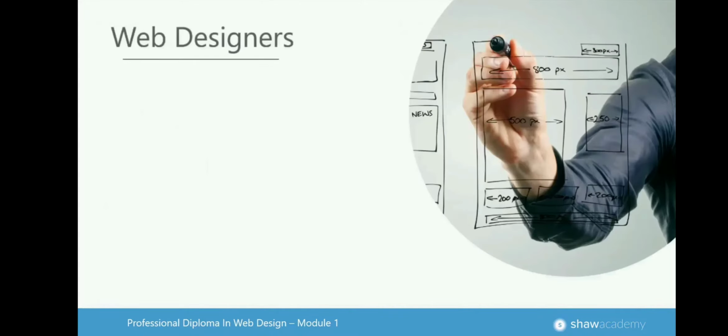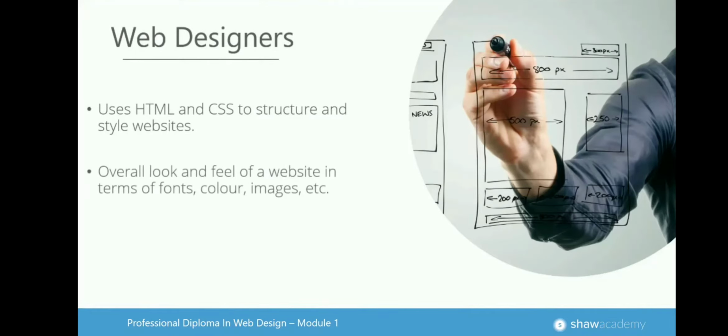So what does a web designer do? Well, a web designer uses HTML and CSS to structure and style websites. They're in charge of the overall look and feel of a website, and this is speaking to fonts, colors, and images. So they find the perfect combination to help pass along the message you are trying to send potential customers. And then they're also in charge of the overall experience and interface.